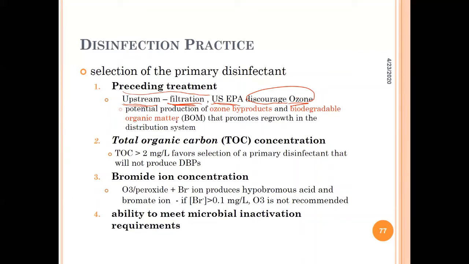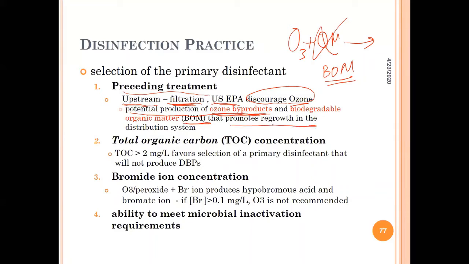because of the potential production of ozone byproduct. Ozone can react with organic matter and degrade it into biodegradable organic matter. So biodegradable organic matter promotes the regrowth in the distribution system.